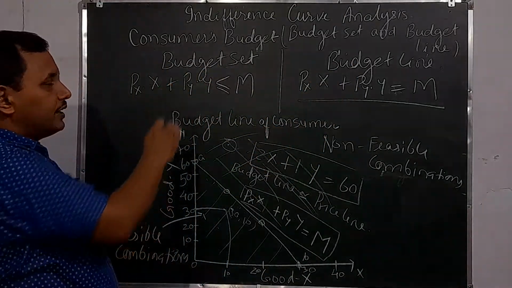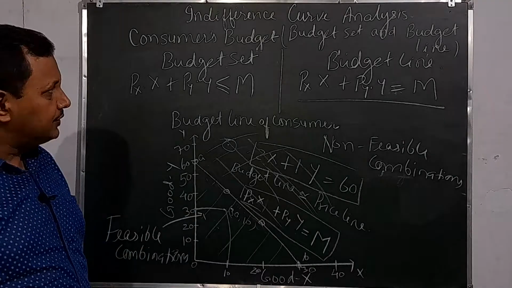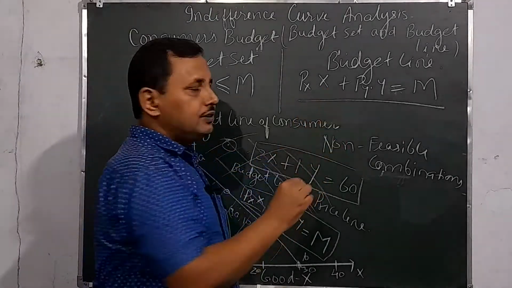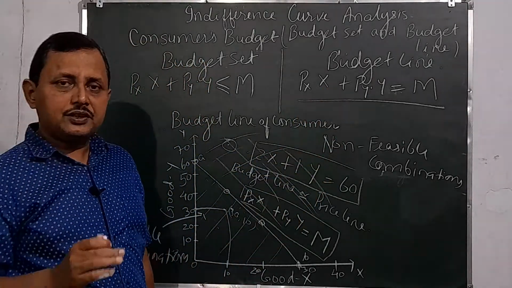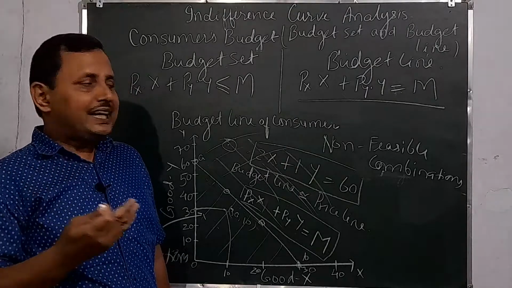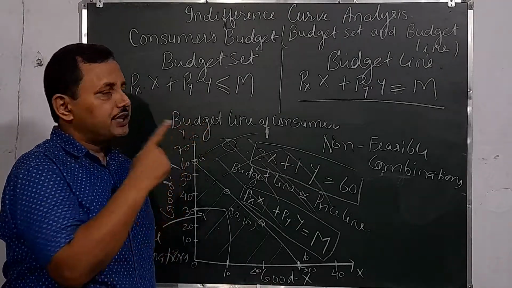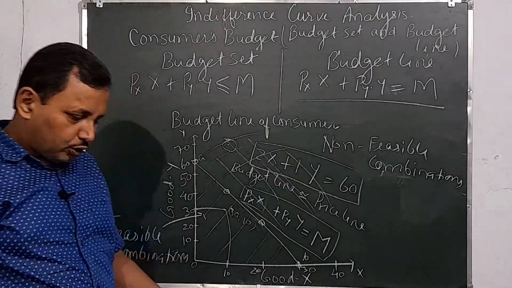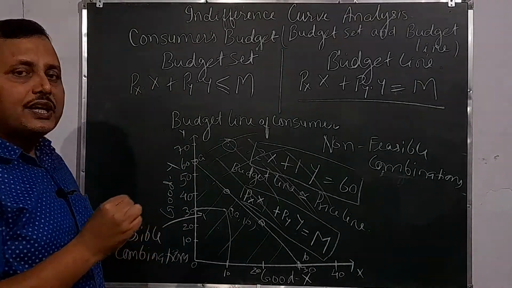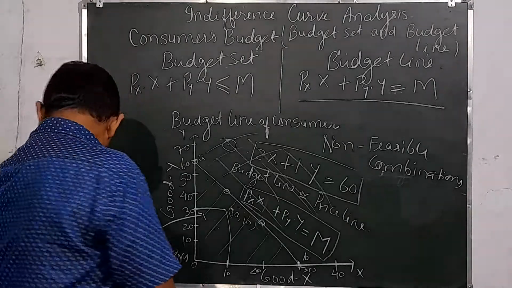Clear? So the budget set represents all attainable combinations, whereas the budget line shows those combinations whose value is exactly equal to the budget of the consumer. So this is the difference between budget set and budget line. So we have seen the budget set as well as the budget line.